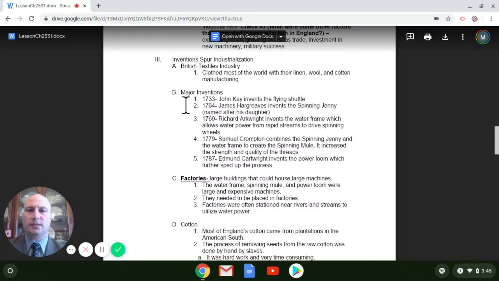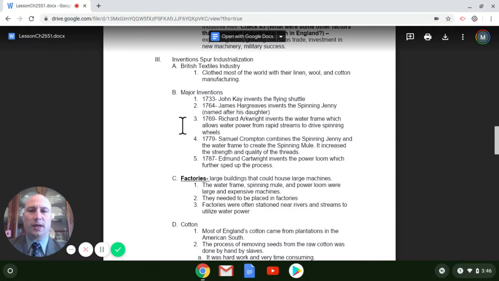Then in 1764, an inventor named James Hargreaves invented something called the spinning jenny, which he named after his daughter. It was a developed machine that moved thread back and forth to create sheets of cloth. All of the early machines that were developed were predicated on the clothing or textile industries. Point number 3 is that in 1769, Richard Arkwright invented what's called the water frame.